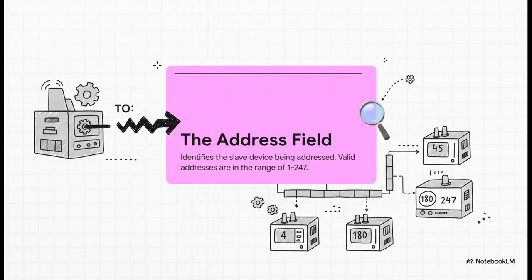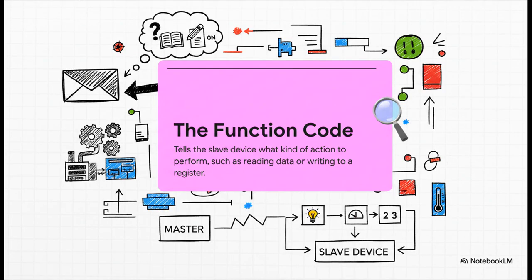So, part 1, the address field. This is basically the to line on our letter. Every single slave device on the network has its own unique address, a number from 1 to 247. So the master uses this address to direct its query to one and only one specific device. No confusion.